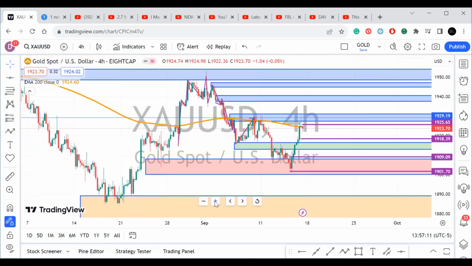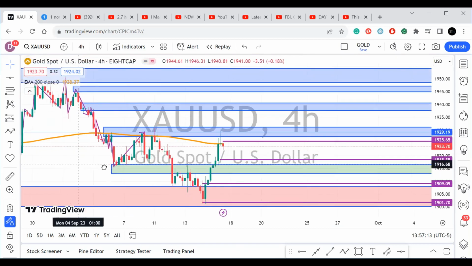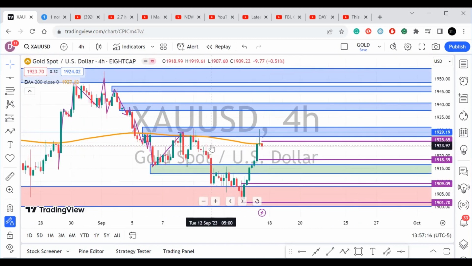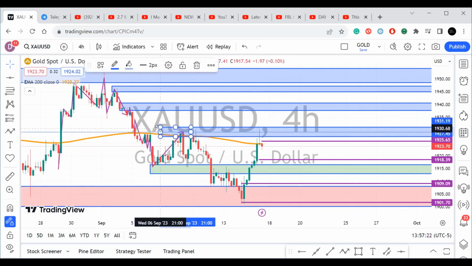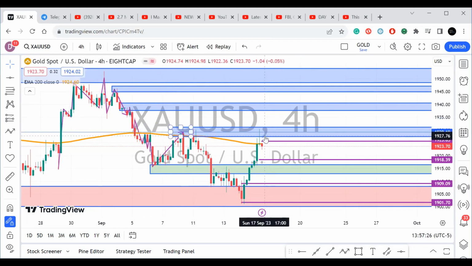I know price is going to the next structure. So where's the next structure? The next structure is right here, where we already marked out as our H4 structure. And what is the highest point of that structure? Is that 1929? So that's why I was targeting here. At least price will come here for a TP for the buy we took on Friday.